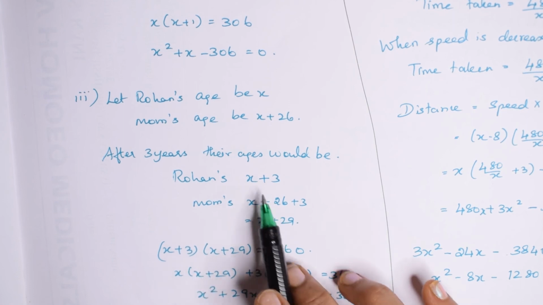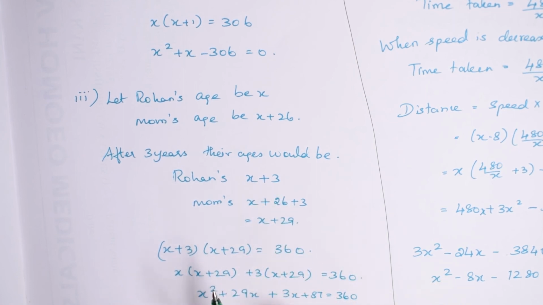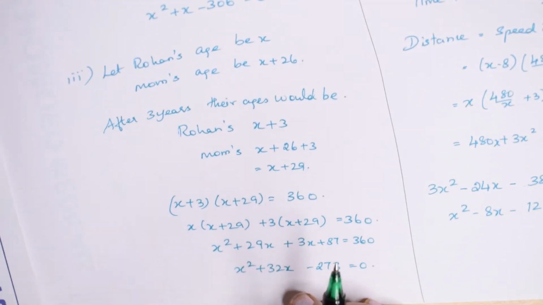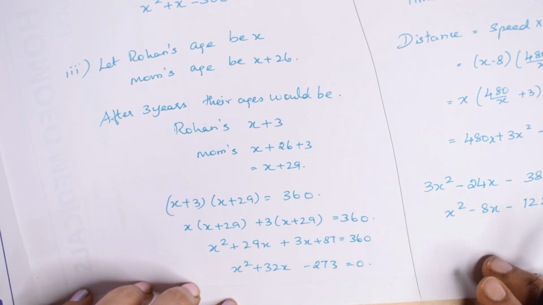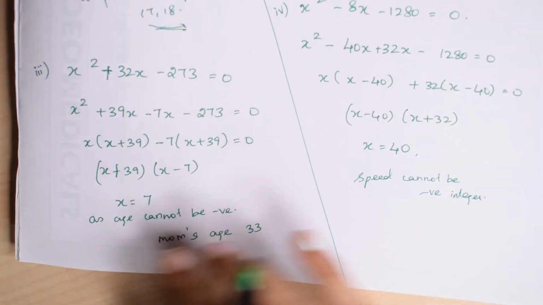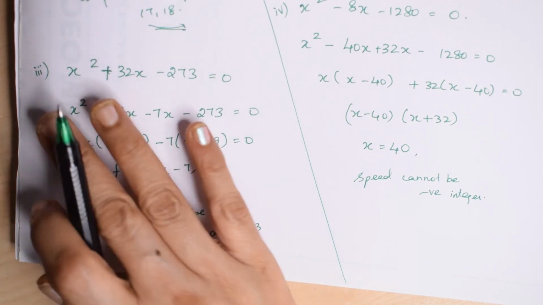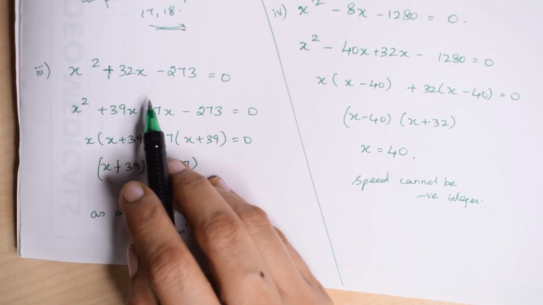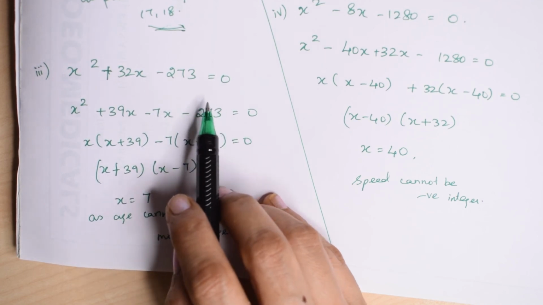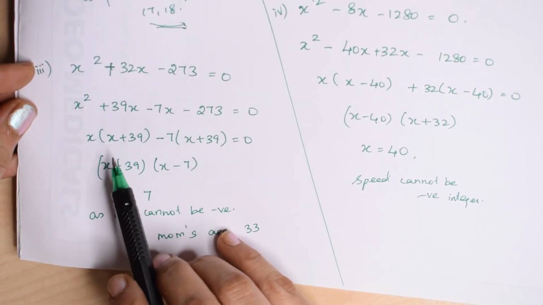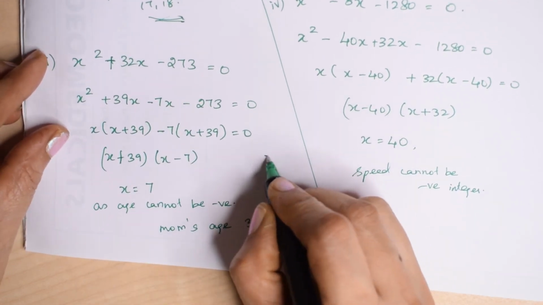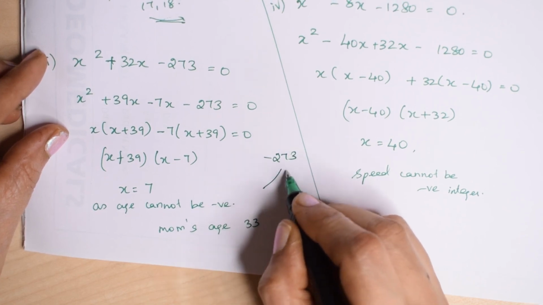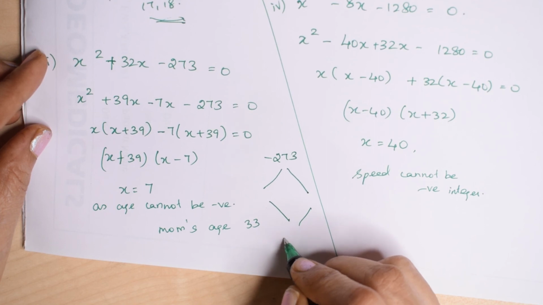So when I multiply these two, x plus 3 and x plus 29, I get 360, and so this becomes the quadratic equation. x square plus 32x minus 273 is equal to 0. This is the quadratic equation for the ages of Rohan and his mom. We got the equation x square plus 32x minus 273 is equal to 0, right? When I am simplifying the equation, I again need the product of the two numbers to be minus 273 and the sum of the two numbers to be plus 32.